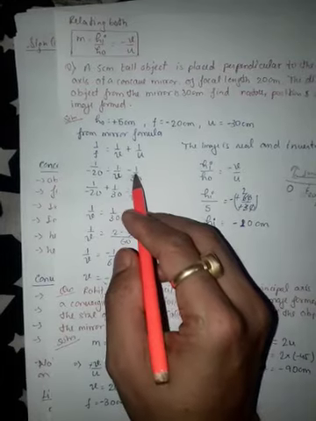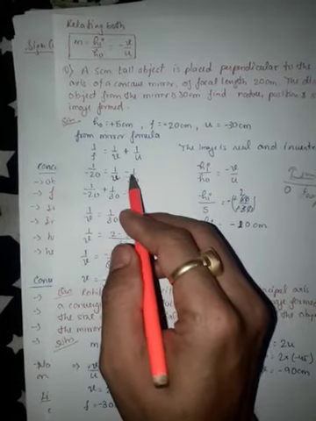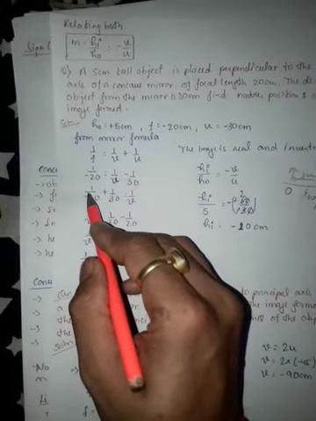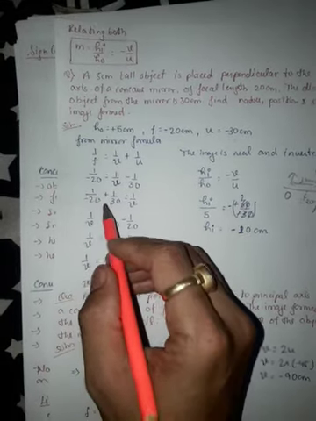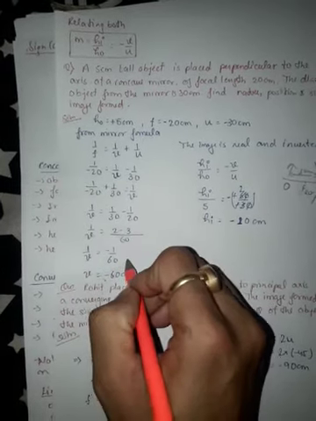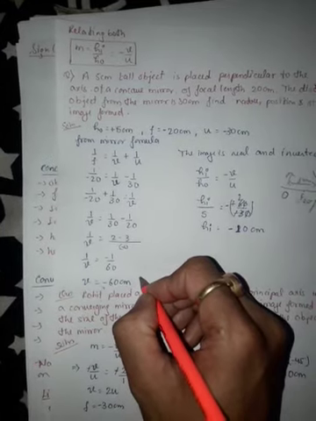Solving, transferring this minus 1 by 30 towards the left hand side. On solving, we get v equals minus 60 centimeter.